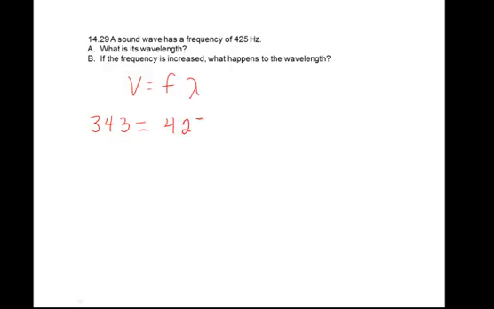So my frequency is 425, and they want me to find the wavelength. So 343 divided by 425. And my wavelength is going to be 0.807. That has three significant figures.